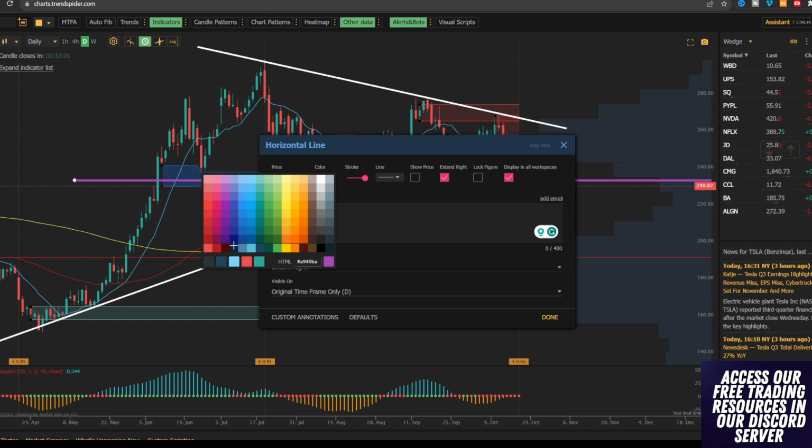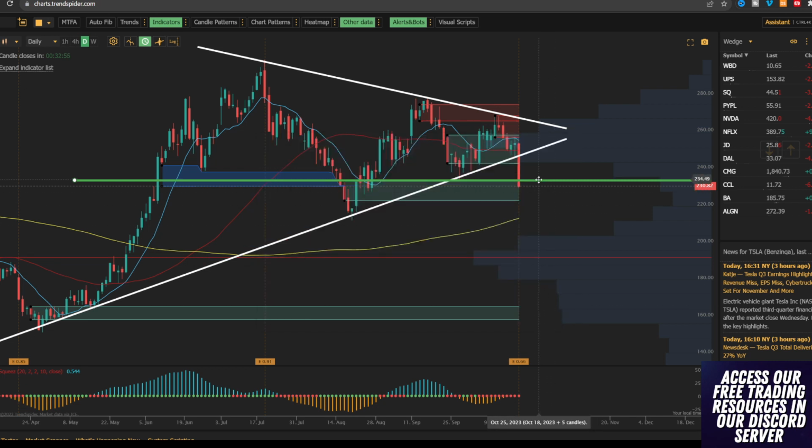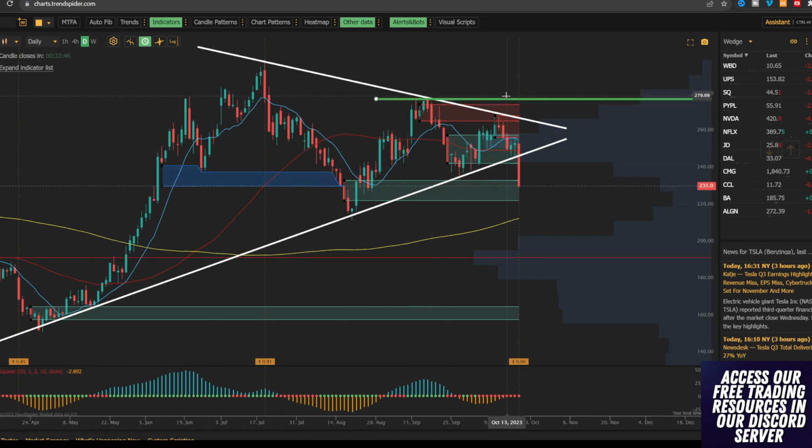I'm just going to make this green so it's a little bit easier for you guys to see. But what we would do is we want to make sure that we potentially bounce over this, and then we'll also see, which is a lot of manipulation that happens too. You'll see sometimes where it looks like we get a false breakout, but then we get slapped back down from this level. So we will still be watching this going into tomorrow.